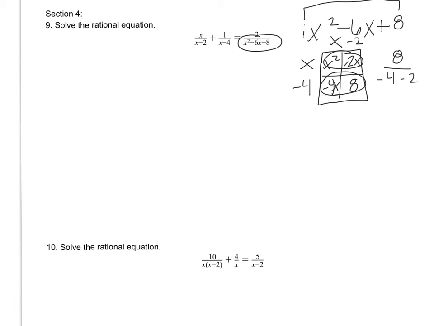If I rewrote the problem, I've got x over x minus 2, just rewriting this problem right here, plus 1 over x minus 4, is equal to 2 over, and I factor that now, (x minus 4)(x minus 2).